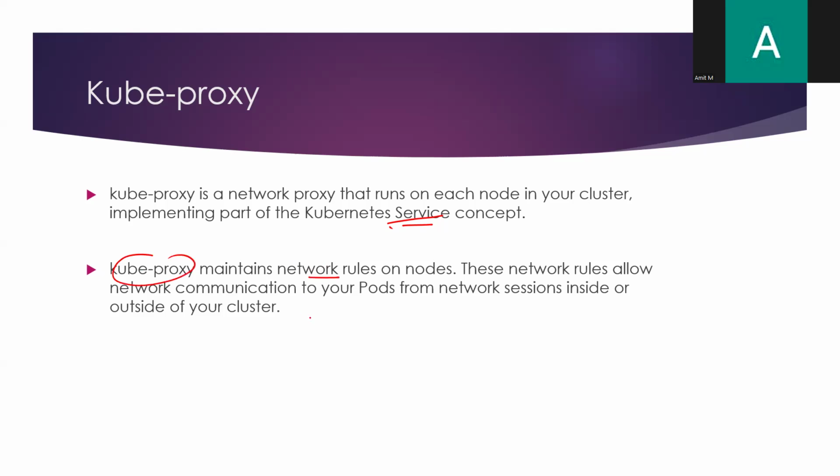So it maintains the network rules. With iptables, we do filtering, forwarding, and mangling, which is packet alteration. All of this we do under iptables, and the same implementation we are going to do using kube-proxy. The network rules allow network communication to your pods from network sessions inside and outside of your cluster. So kube-proxy is a very important component for sending traffic from a container to the outside world and receiving traffic from the outside world to your containerized application.